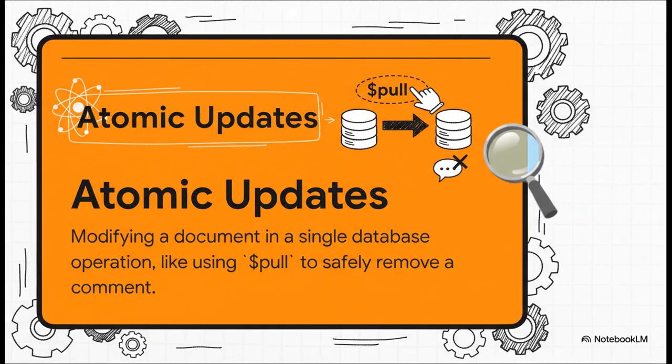And third, atomic updates. The old way to delete an embedded comment might be to fetch the whole post, manually filter the comments array in your code, and then save the whole thing back. Instead, with an operator like $pull, you just tell the database, hey, pull this one item out of this array. Done. It's one single safe operation. It's faster and avoids all sorts of nasty bugs.